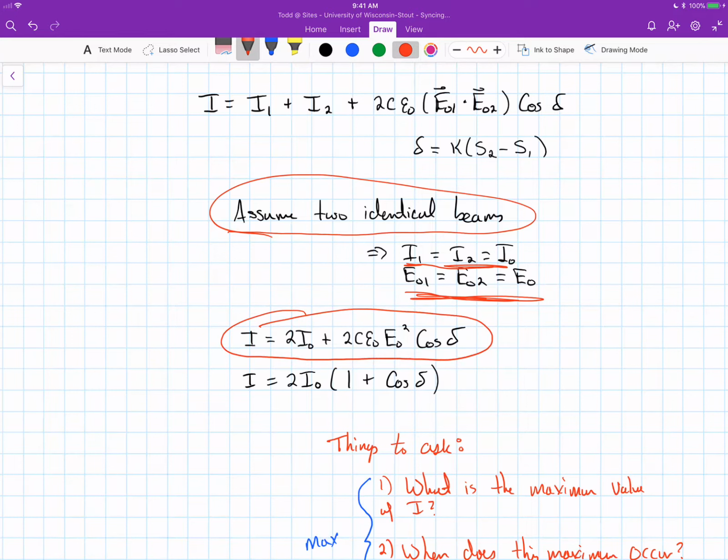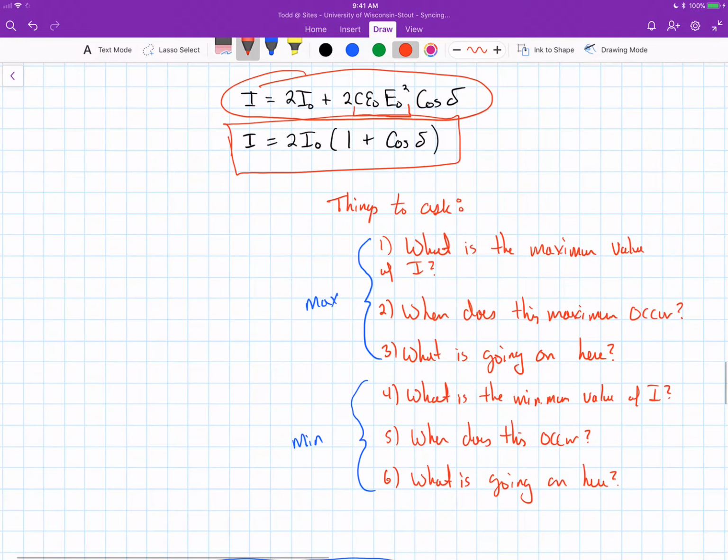or if we recognize that c epsilon naught times E naught squared is simply the irradiance of each of the beams by themselves, this is what we end up with for our total irradiance. So just a few things to notice and take a look at with this.